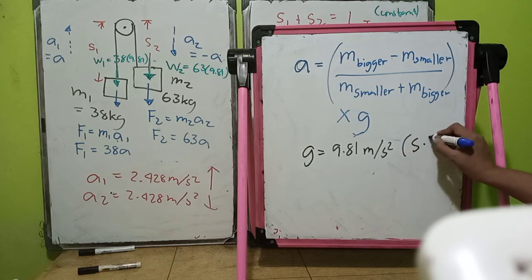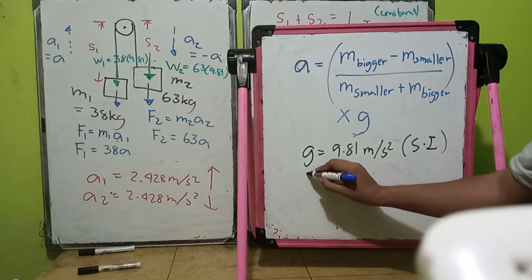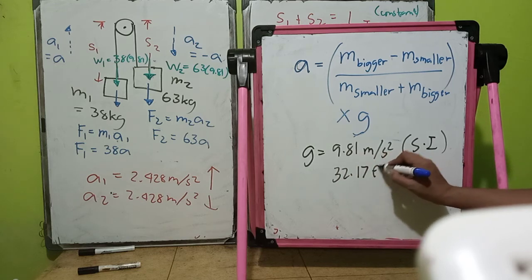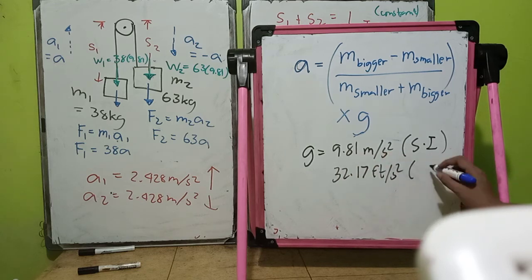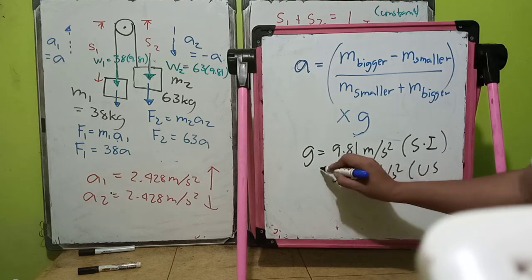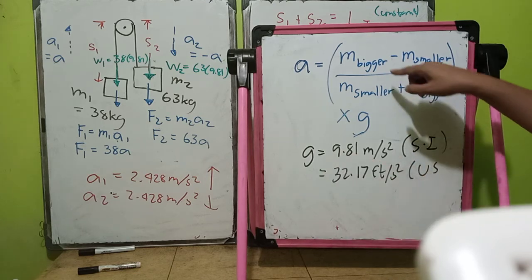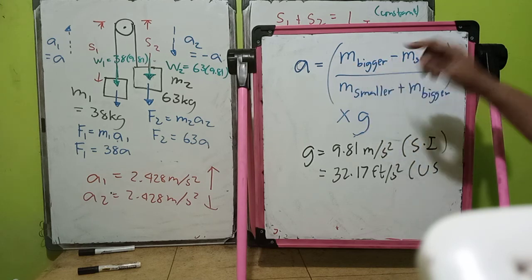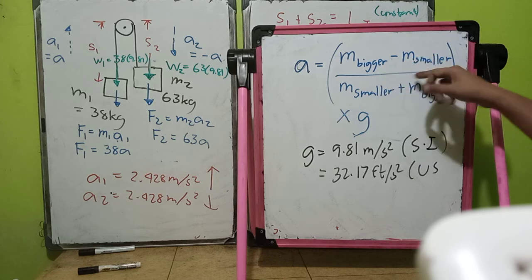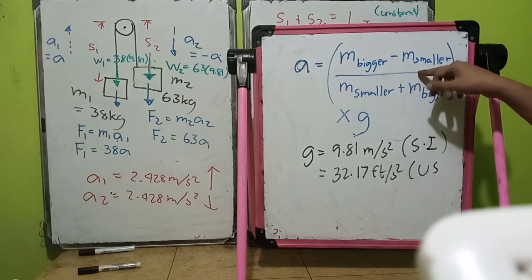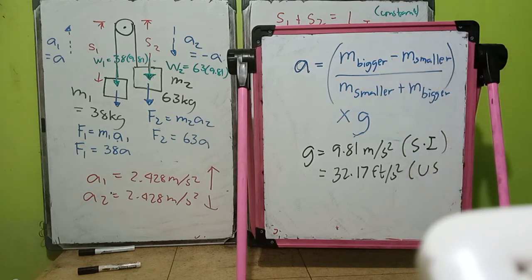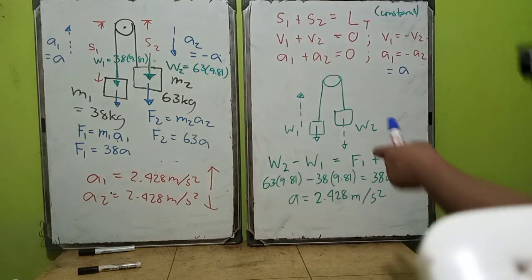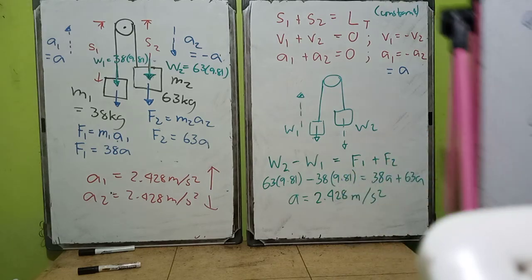Here, I use 9.81 meters per second squared for G if you are using SI, and you use 32.17 feet per second squared for US. So it depends. Be sure that M bigger is the bigger mass and M smaller is the smaller mass, logically. So either you use this formula or you use the more comprehensive formula.